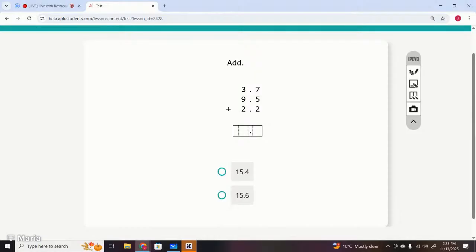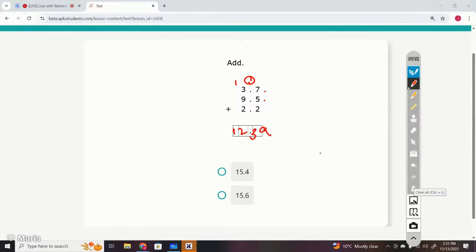Okay, add 3.7, 9.5, and 2.2. Start adding from the digits that are at the 10th position. So 7 plus 5 is 12 and 2, 14, right? 4 and carry 1. So 9 and 1, 10, 11, 12, 13 and 2, 15. The correct option is 15.4.